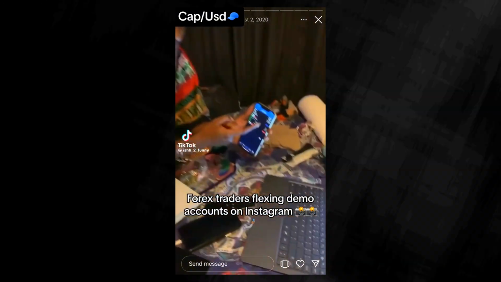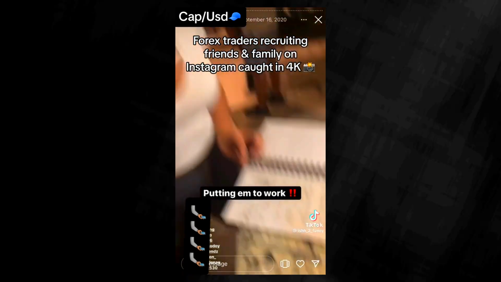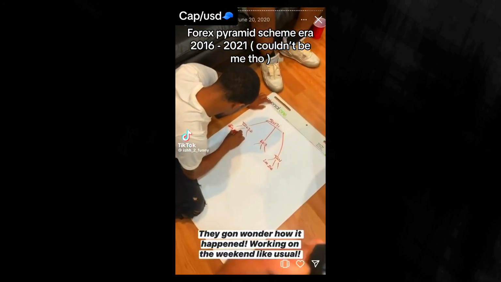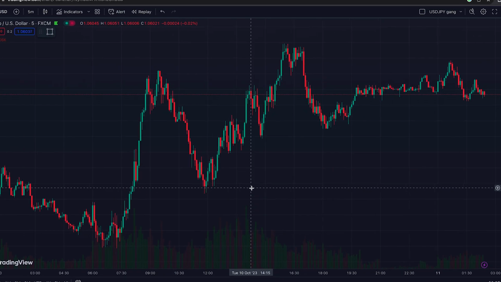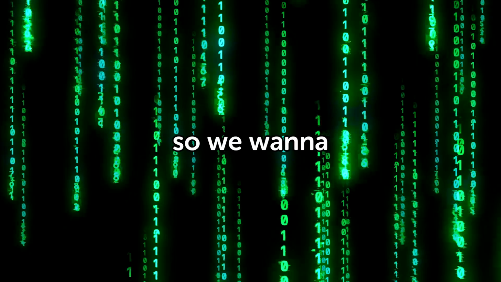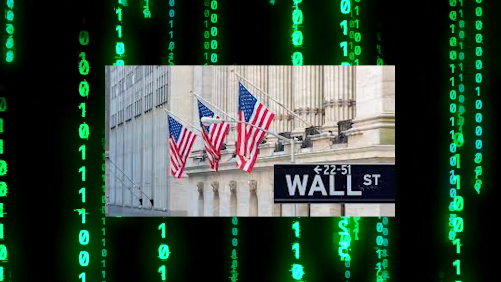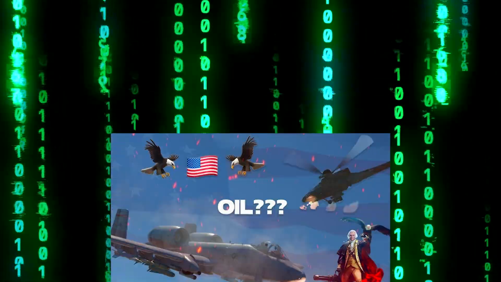Even though the Forex community is filled with scammers, the market itself isn't a scam. The scammers are the ones selling the courses, but the market is the market. You can make profit over time if you're right about trades more than you're wrong. So we want to program a bot that can trade foreign currencies, crypto, metals, stocks, and even oil. Alright, let's build it.